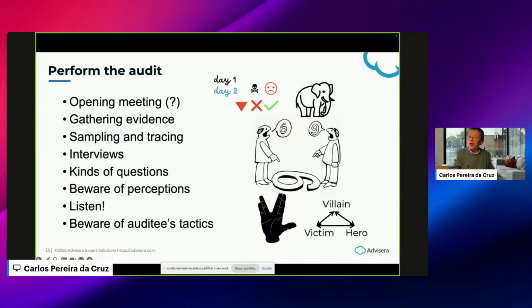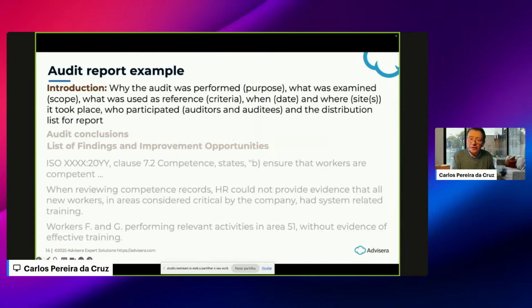Now, after the audit, we need to write a report. It's important that the content and conclusions of the audit report do not come as a surprise. So if the auditor finds negative findings, he should mention them during the audit, even to allow the auditee to demonstrate that the auditor is wrong. This is an example of the kind of content an audit report can have: an introduction.